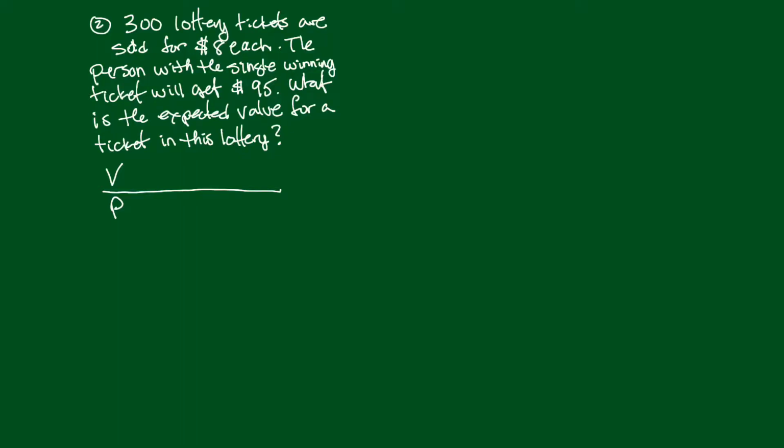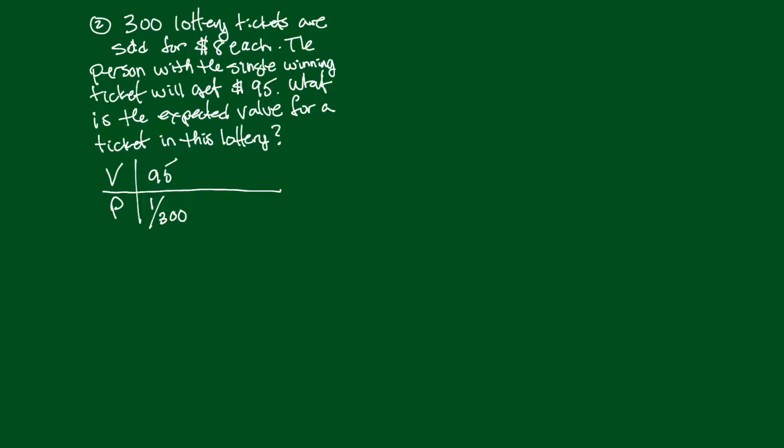So let's see, what's happening here? We've got 300 tickets, and we're selling them for $8 each. What could happen is the winner here is going to get $95, and the probability of getting that is 1 out of those 300 tickets.